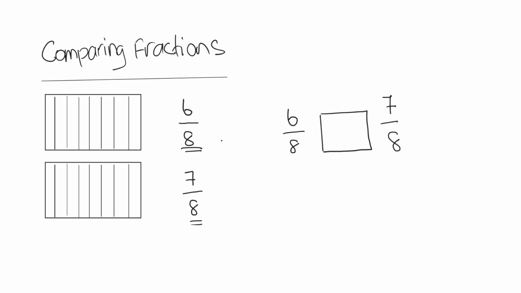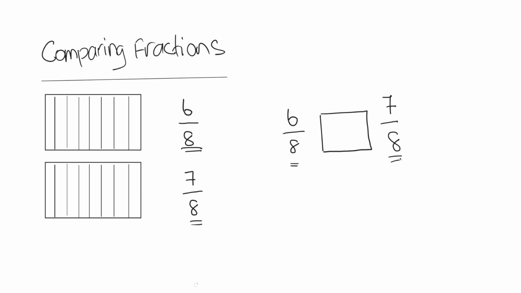How do we compare fractions? There are three situations where we can compare fractions. The first situation is when we have common denominators. In this case, I have two fractions, 6 over 8 and 7 over 8. Now, if you notice, both these fractions have a common denominator.